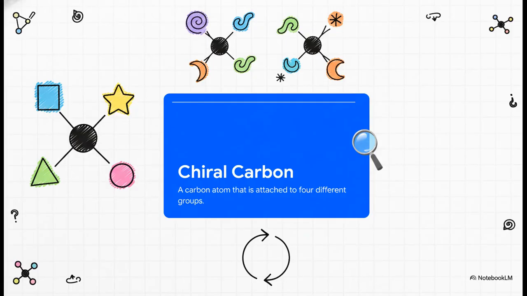So what in the world is a chiral carbon? Well, it's actually pretty straightforward. All it is, is a carbon atom that's attached to 4, and this is the key part, completely different groups. Not 2, not 3, but 4 totally unique attachments. It's this uniqueness that gives the molecule all its potential for creating isomers.